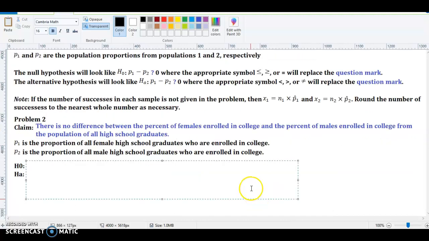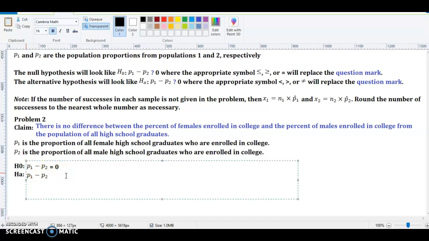Now we're going to set up the null and alternative hypotheses. Remember, we're looking at the difference between these two proportions. In the claim, it said that there's no difference in college enrollment between the female population and the male population. No difference means the two proportions are equal, so we're going to use the equal to symbol in the null hypothesis. If there is no difference in college enrollment between female and male high school graduates, the difference between the two proportions is equal to 0.